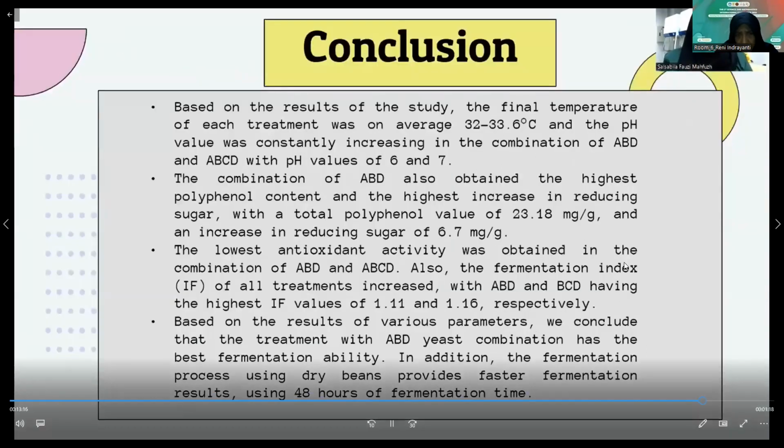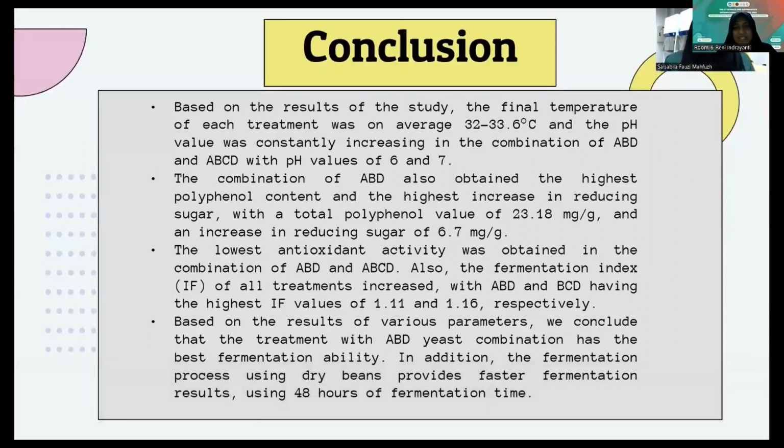The last one is the conclusions. Based on the results of this study, the final temperatures of the yeast treatments averaged from 32 to 33.6 degrees Celsius, and the pH value was constantly increasing in the combinations of ABD and BCD, with pH values of 6 and 7. The combination of ABD treatment also obtained the highest polyphenol content, and it increased the reducing sugar at the value of 6.7 milligrams per gram, and total polyphenols at 23.18 milligrams per gram.